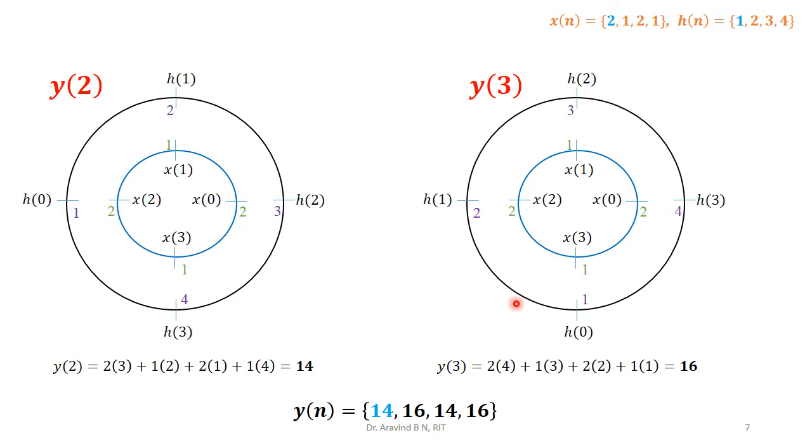Y of 3 calculation: again, h is shifted one step in an anti-clockwise manner with respect to its previous position. So the calculation is 2 into 4 plus 1 into 3 plus 2 into 2 plus 1 into 1. The answer is 16. So 4 values are calculated. Now the y value is equal to 14, 16, 14, 16. At the end you must represent this in a row representation.